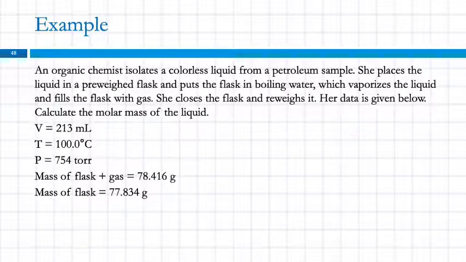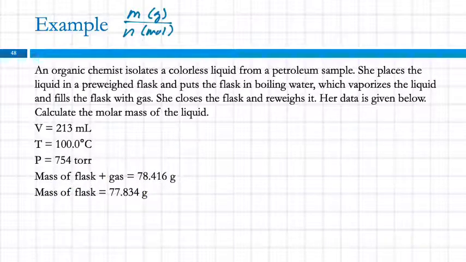So what are we trying to find? The molar mass. So then, well, what does molar mass mean? It's the mass in grams divided by the amount in moles, right? So we're looking for grams divided by moles. So they didn't give us anything directly. Can we figure out the mass of this gas? What's the mass? How do we figure it out? Subtract.